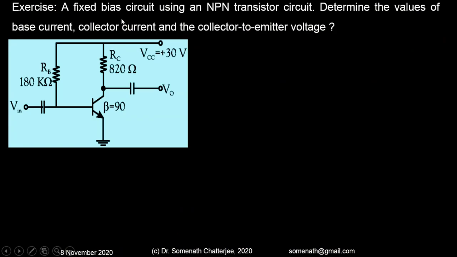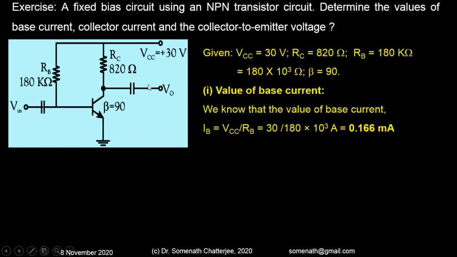The problem exercise is a fixed bias circuit using an NPN transistor. Here we determine the values of base current IB, collector current IC, and the collector to emitter voltage VCE. They have given the parameter values, so from here we can find the value of base current. Since they have not mentioned the VBE, the potential drop across the base to emitter junction, we can ignore this part.